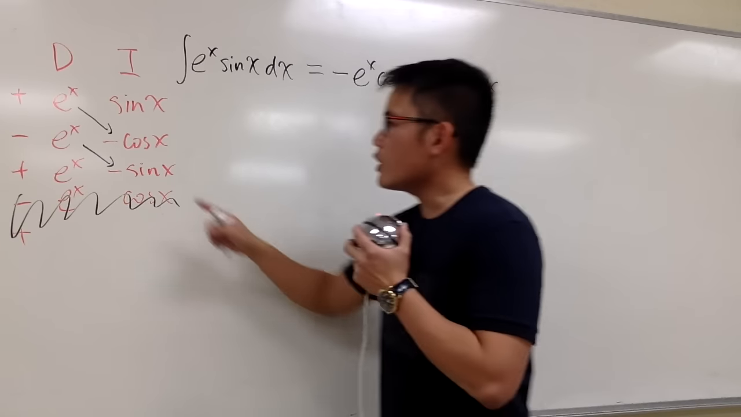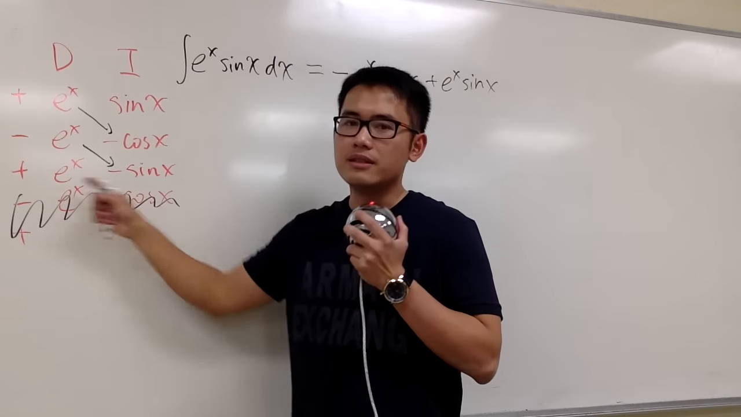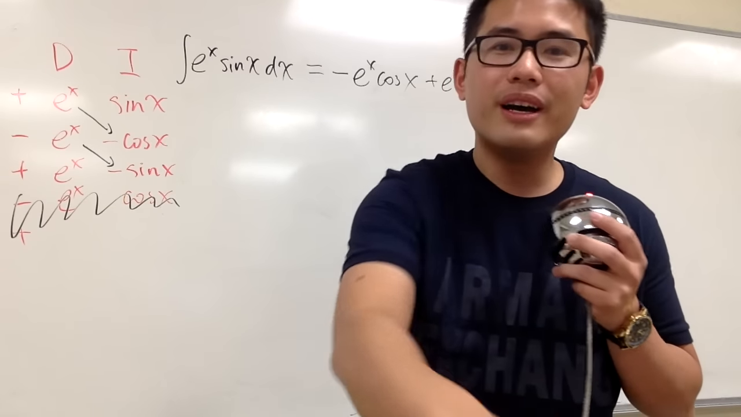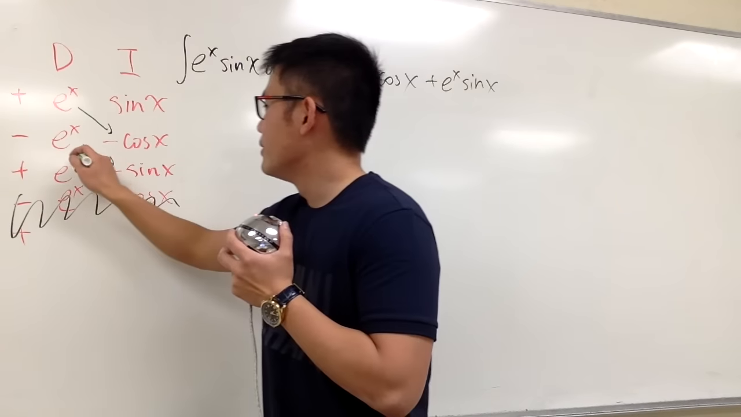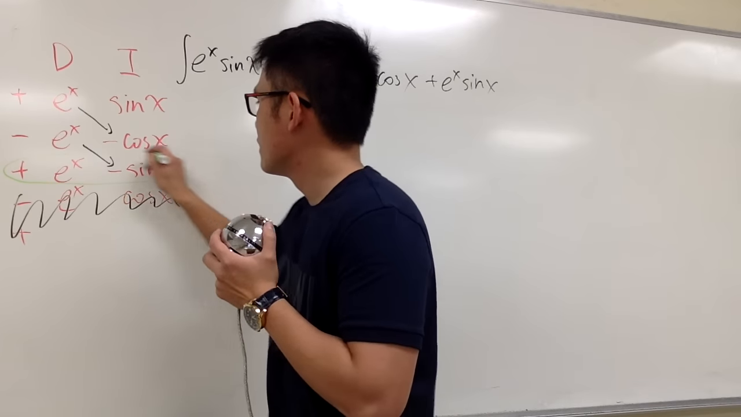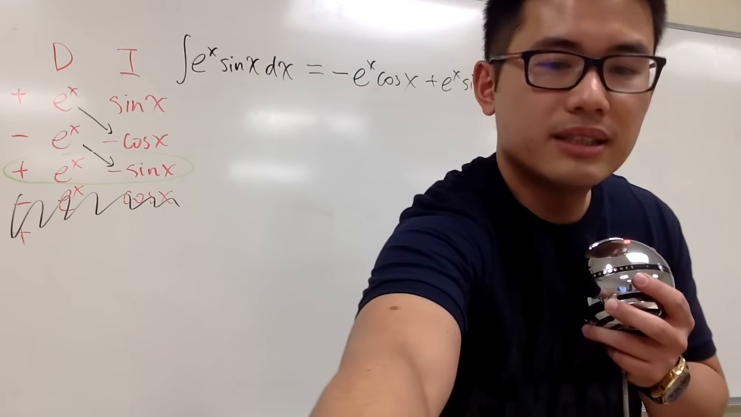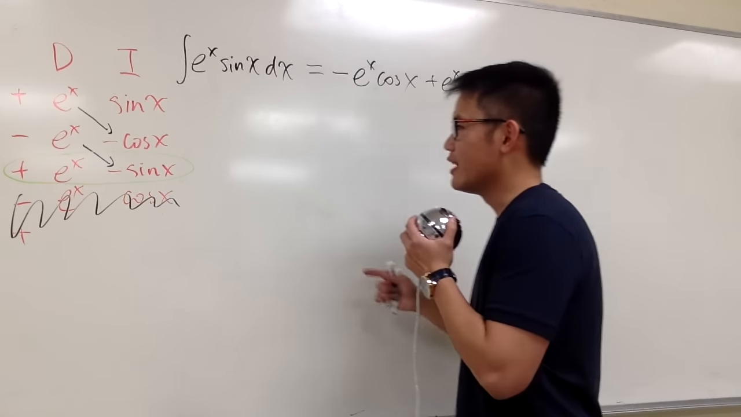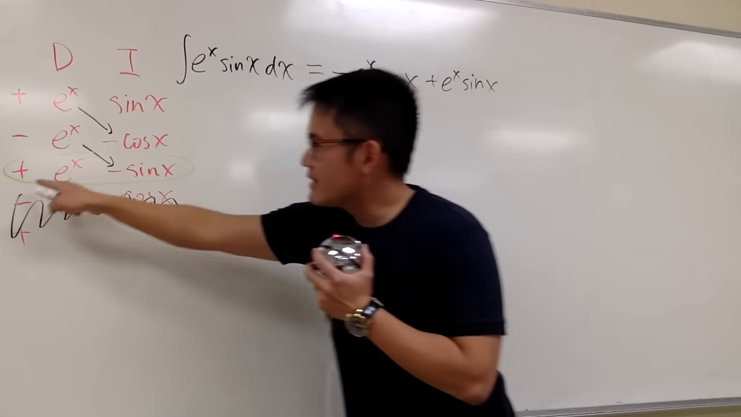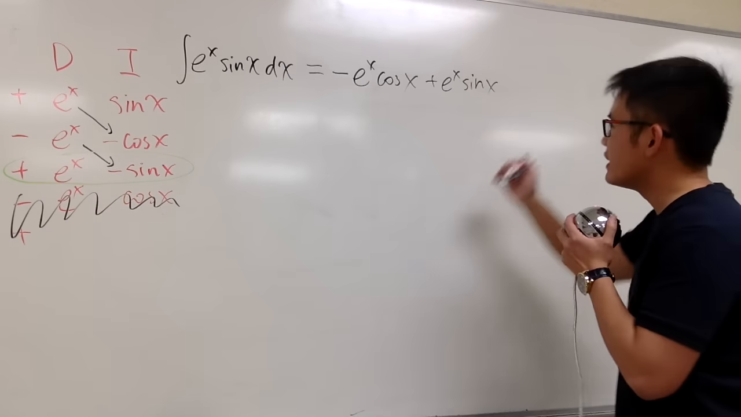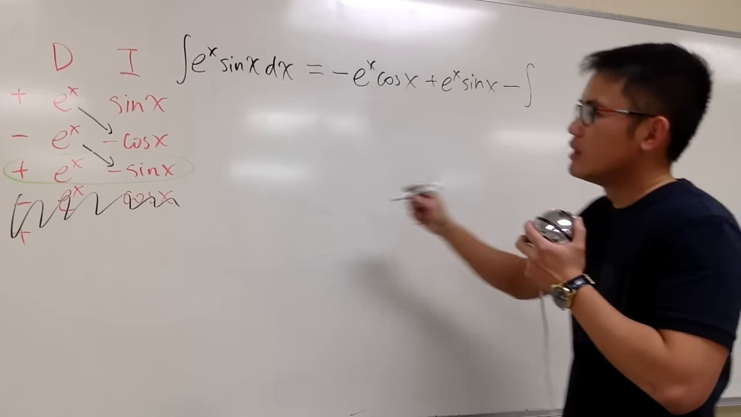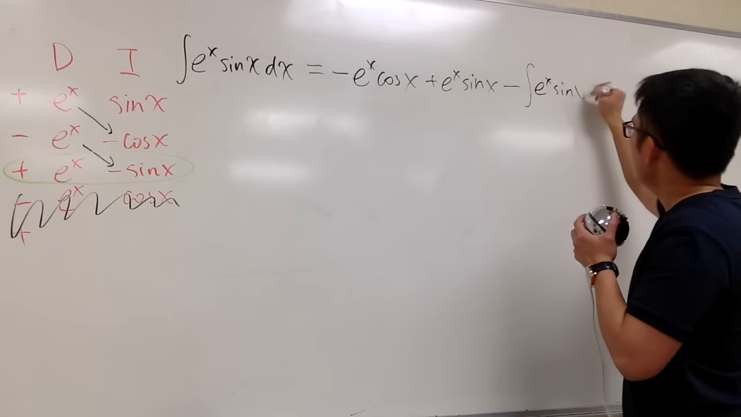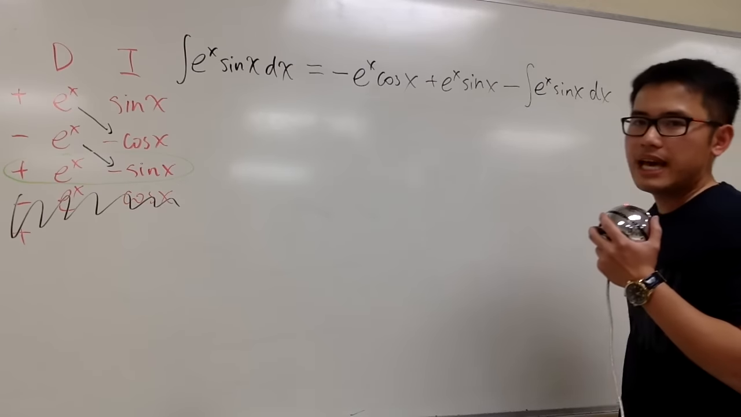Lastly, I'm going to multiply this third row. And when we have the third row, it is still an integral. So look at this right here. It is still an integral. The green doesn't really stand out, but it's okay. Positive times negative, we have a negative integral e to the x sine x. And because this is the integral, of course, we put down dx at the end.